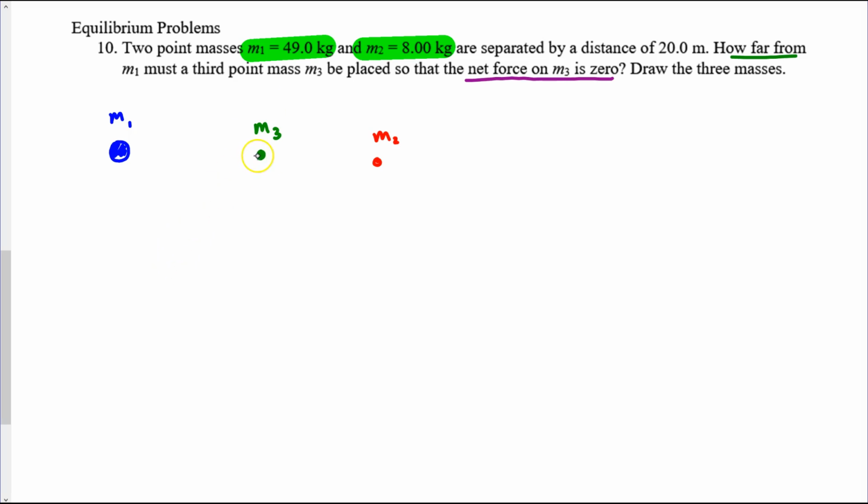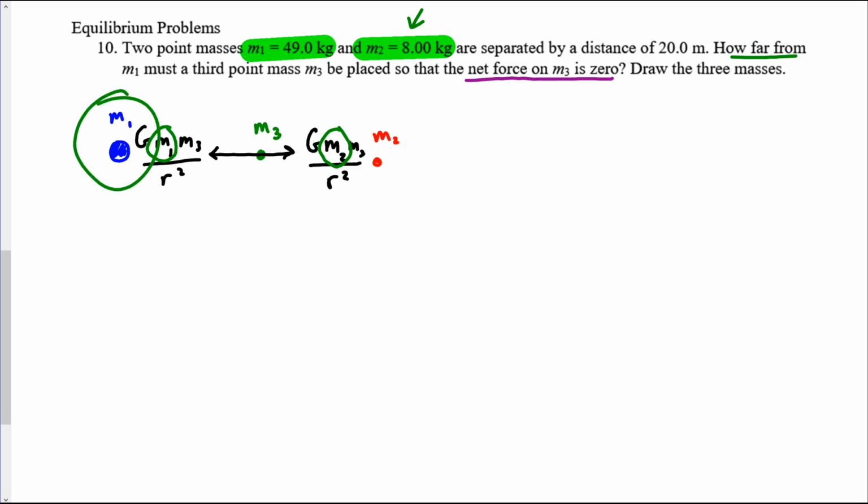Because m3 has mass, it's attracted to the other two masses. It's getting pulled to the left by m1, and it's attracted toward m2 as well. But this force is bigger, and that one is smaller, because Newton's equation for gravity says if you have a big mass, m1 is big, you feel a bigger force. If m2 is smaller, then the force between m2 and m3 will be weaker. So I can't put it right in the middle, otherwise m1 wins out and the forces are not equal.